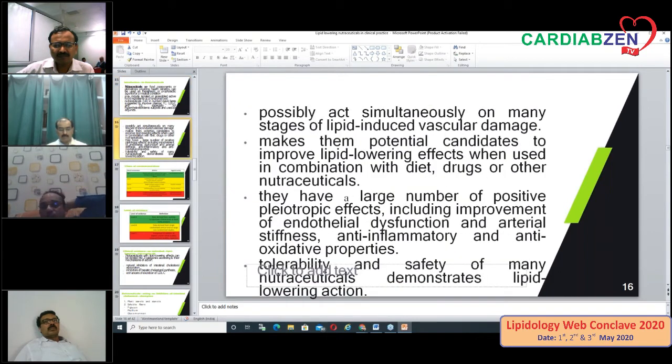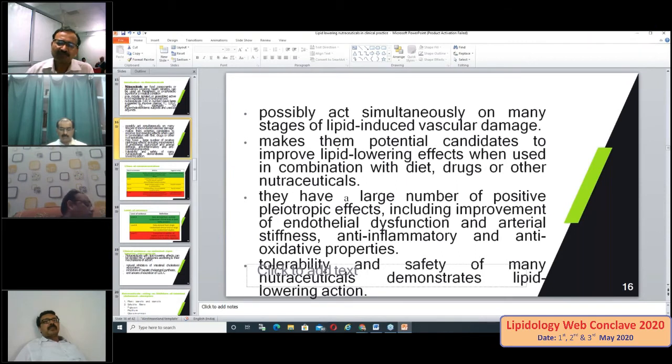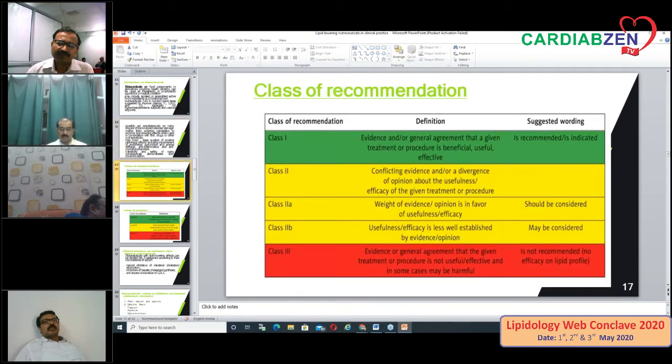They possibly act simultaneously on many stages of lipid-induced vascular damage. This makes them potential candidates to improve lipid-lowering effects when used in combination with diet, drugs, other nutraceuticals, or lifestyle modification. They have a large number of positive pleiotropic effects, including improvement of endothelial dysfunction, arterial stiffness, and inflammatory and oxidative properties. Tolerability and safety of many nutraceuticals is good, and they demonstrate lipid-lowering action, basically.